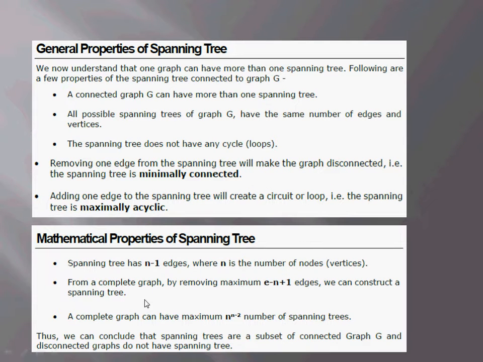That is, from a complete graph, by removing edges, a spanning tree has n minus 1 edges, where n is the number of nodes. Okay, n minus 1 edges. That is, if there are 3 elements, then we can have only 2 edges. A complete graph has a maximum of n power n minus 2 number of spanning trees. Okay, I'll just write that.